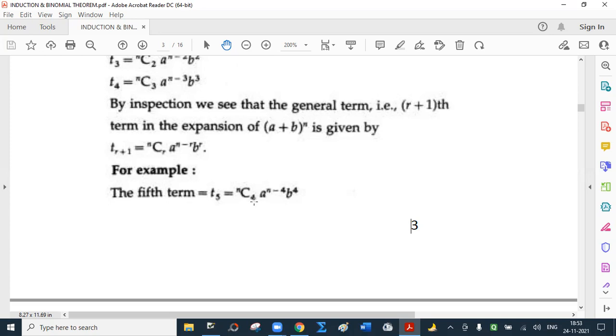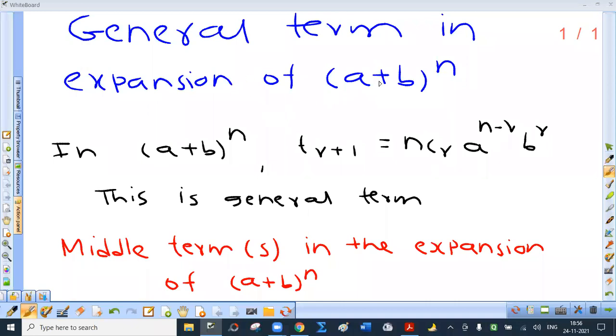Is that clear? So it will be the 5th term, T5. Will it be nC5? No. We begin with nC0. So the 5th term will contain not nC5, but nC4. So nC4, a raised to n minus 4, b raised to 4. Is that clear? Write down this general term in the expansion of (a plus b) raised to n. In (a plus b) raised to n, T(r plus 1) equal to nCr, a raised to n minus r, b raised to r. This is the general term.